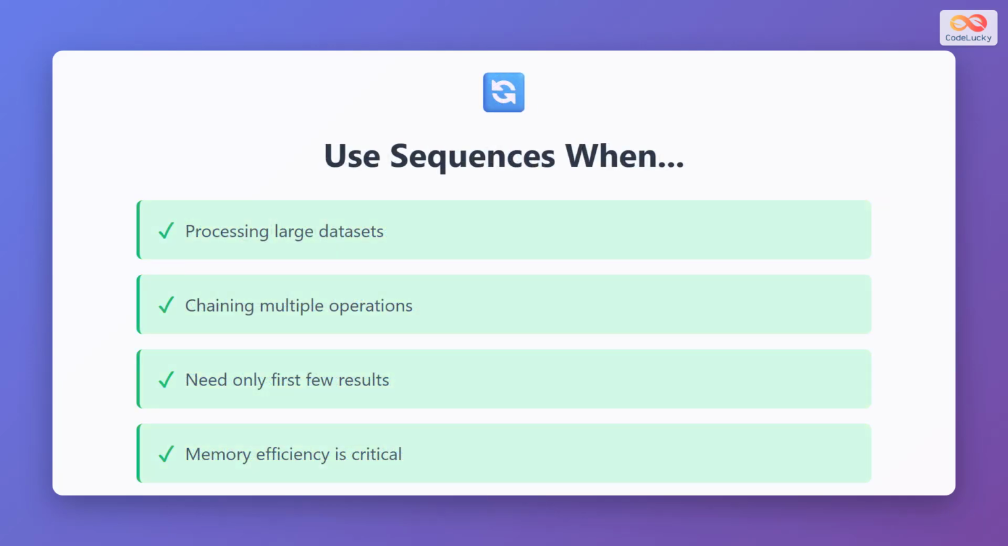Choose sequences when processing large datasets where memory efficiency matters. They excel when chaining multiple operations together, as they avoid creating intermediate results. Sequences are perfect when you only need the first few results, like when using take or first. And they're essential when memory efficiency is critical to your application's performance. Understanding these differences helps you write more efficient Kotlin code.